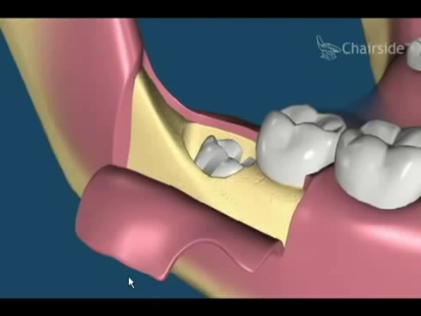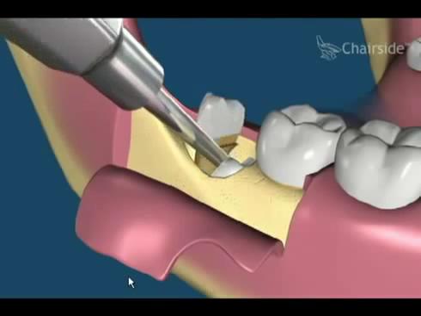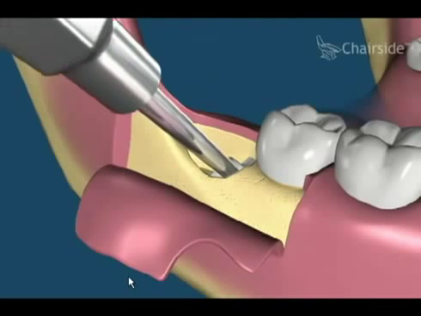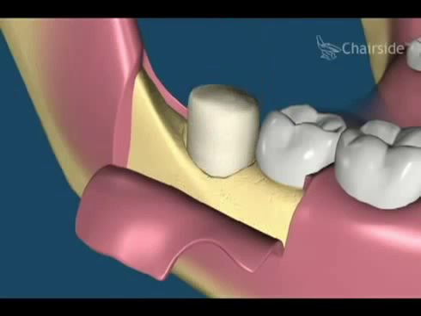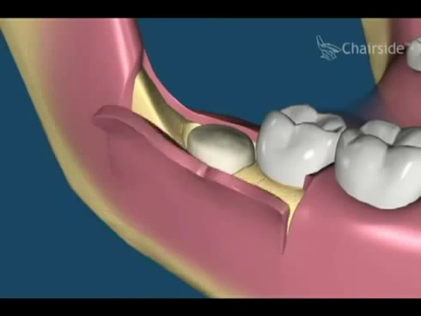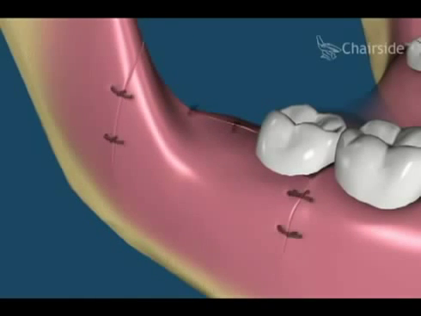The tooth sections can then be removed with elevators. A bone substitute can be placed in the socket to aid in healing. The flap is repositioned and sutured into place. The sutures dissolve and the area heals.